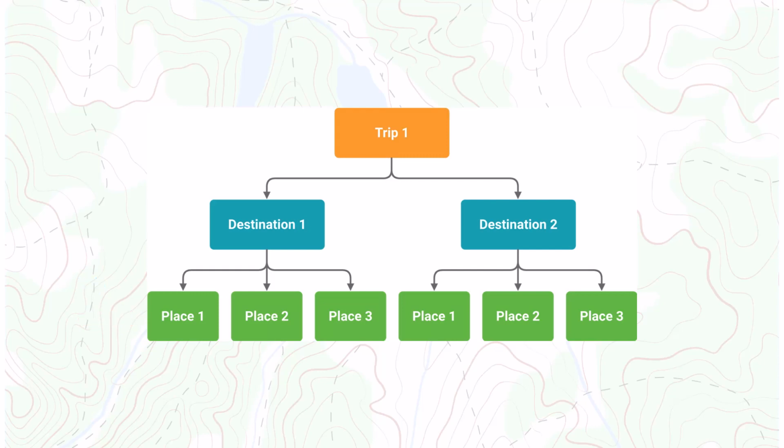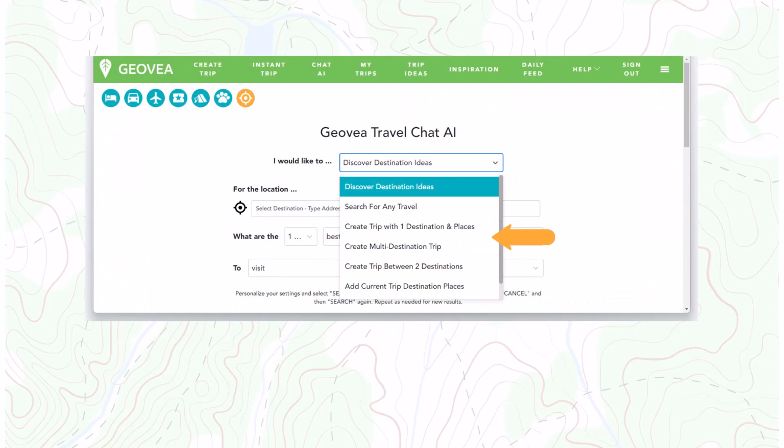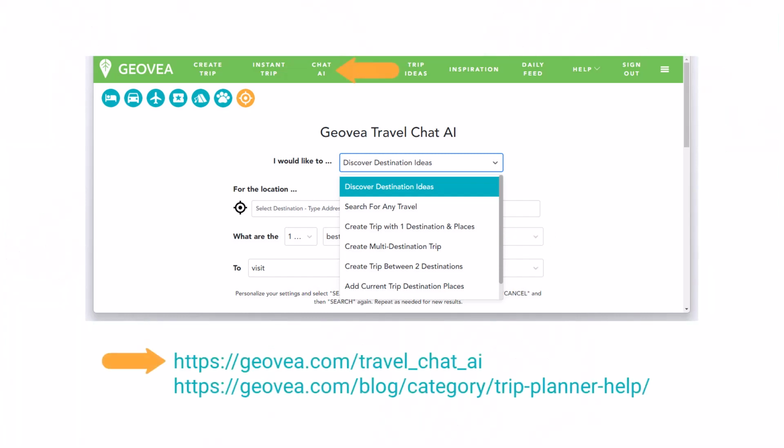These chatbots allow you to easily personalize your trip goals and quickly incorporate those into your trip itinerary in minutes, not hours or days. We have several chatbots available to help you with your travel goals. You can access these from the Chat AI button or directly using the below URL. If you ever have questions, please go to our help page.